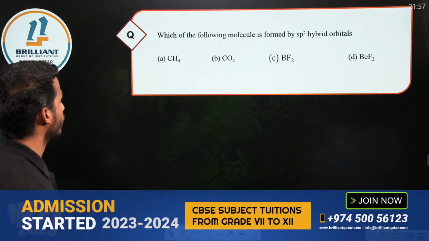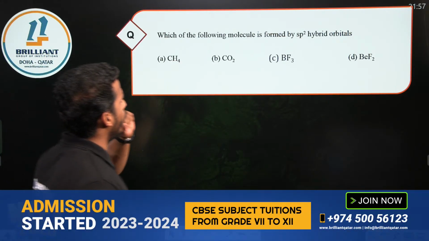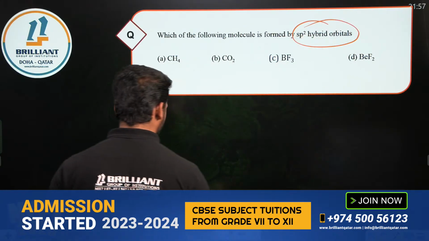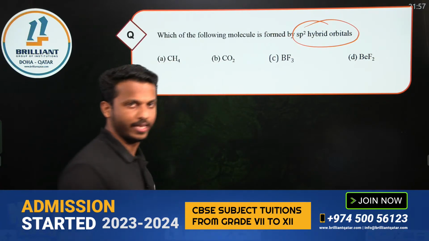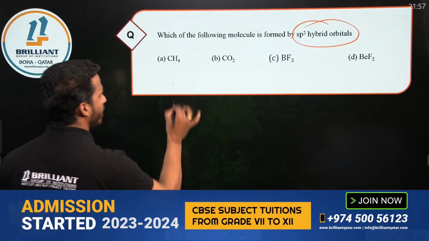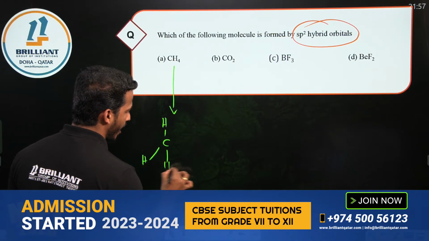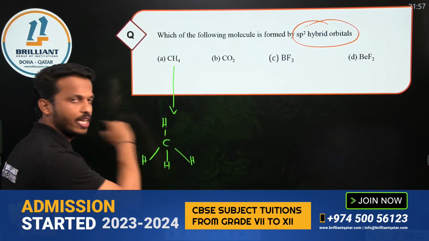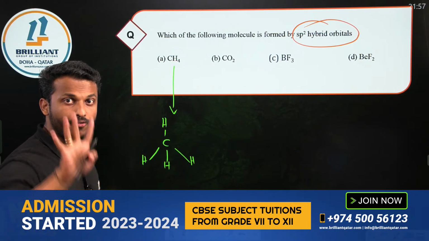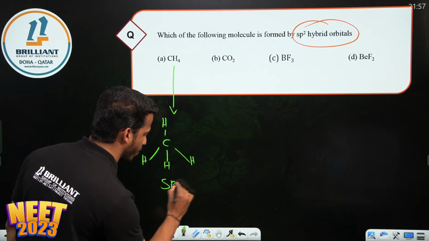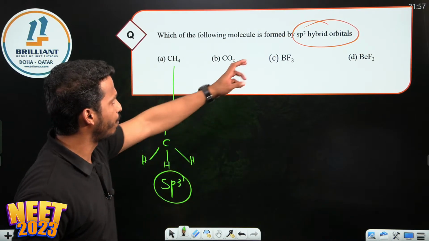Okay, next. Which of the following molecules is formed by sp2 hybrid orbitals? Where can you see sp2 hybridization? Dear all, methane structure is tetrahedral shape. Tetrahedral means total 4 sigma bonds, no lone pair. 4 sigma bonds mean sp3. The hybridization is sp3. But the question is sp2.